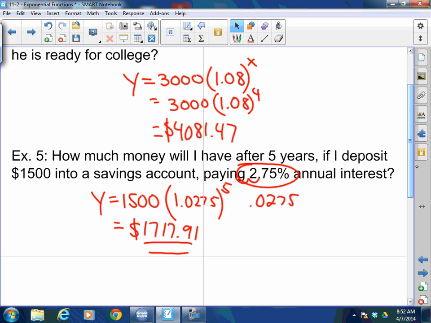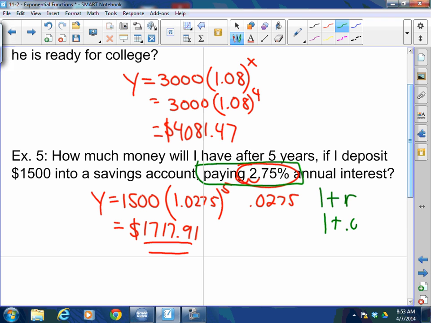Okay, how did I get the B? Thank you for asking. Isn't the account paying you 2.75%? So isn't that a growth? So growth, it's 1 plus my rate. So in this case, it was 100% plus 0.0275.